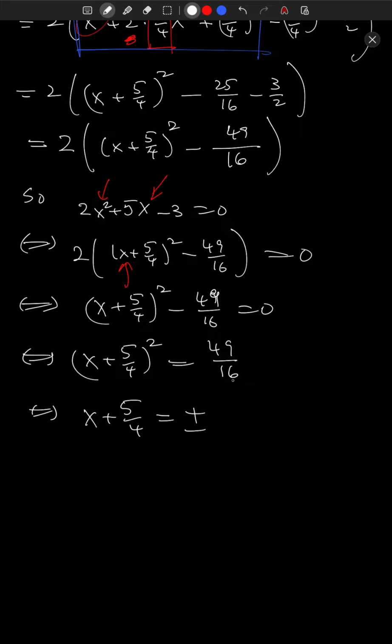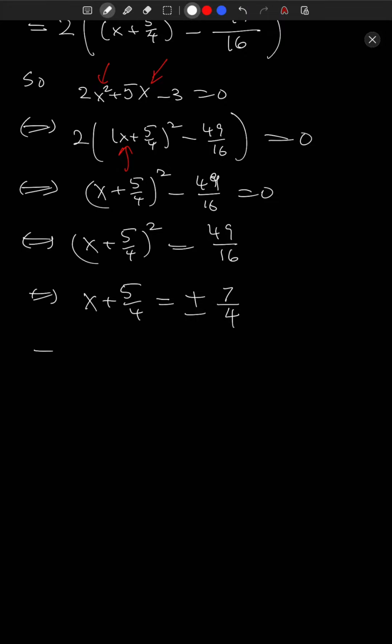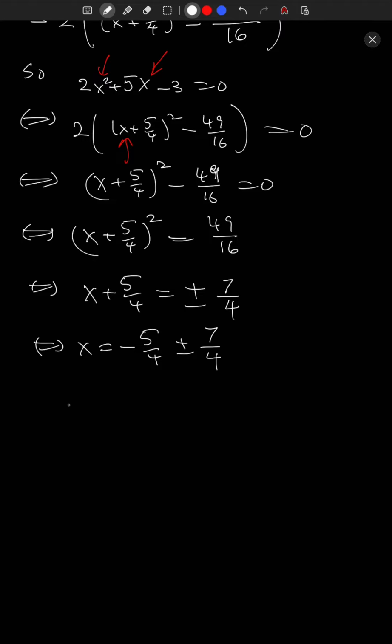And just by luck, that's actually square rootable. That's 7 over 4. And so x is equal to minus 5/4 plus or minus 7 over 4. All right. And this one actually we can simplify nicely. This is x equals minus 5/4 plus 7 over 4 is one solution. The second one is minus 5/4 minus 7 over 4.